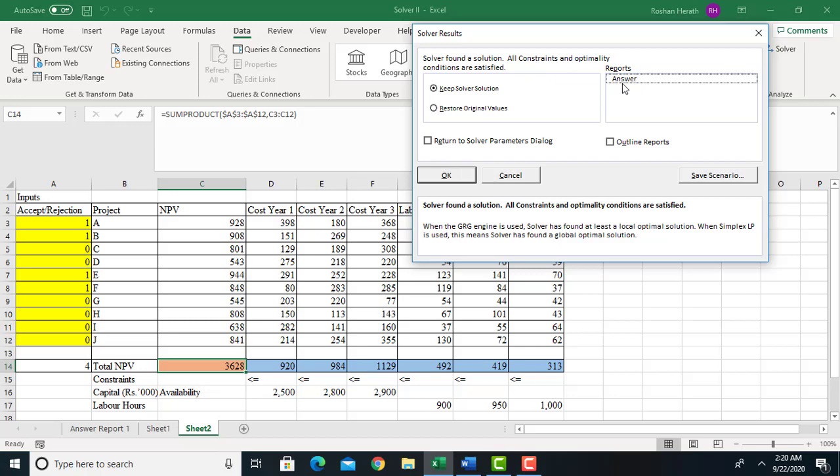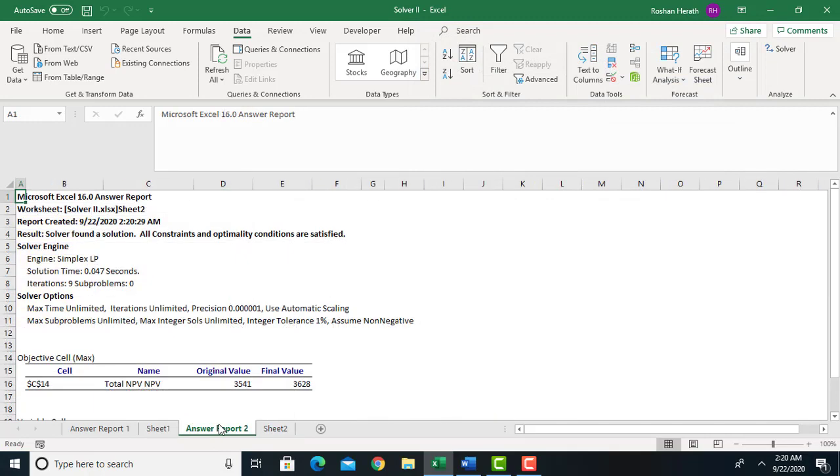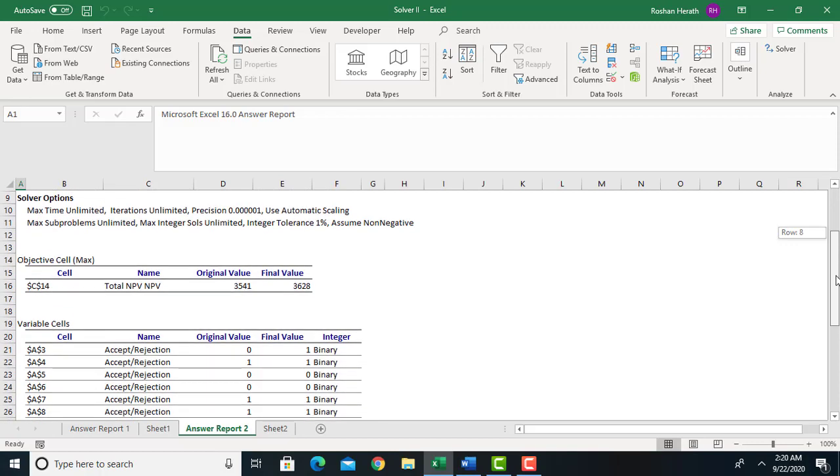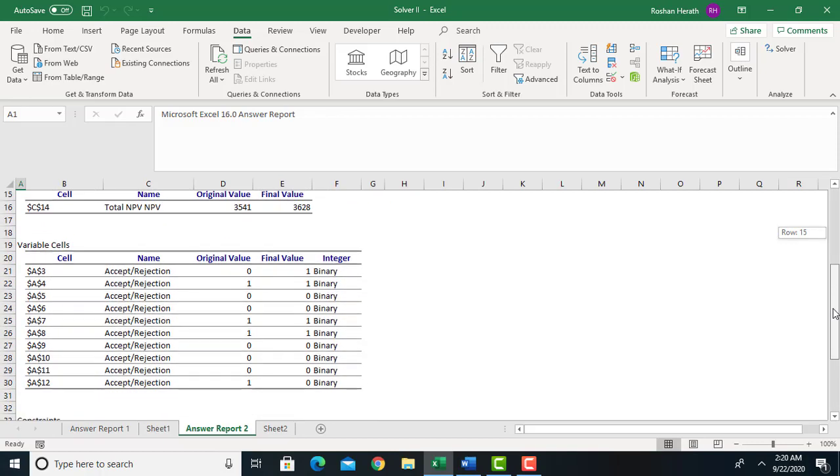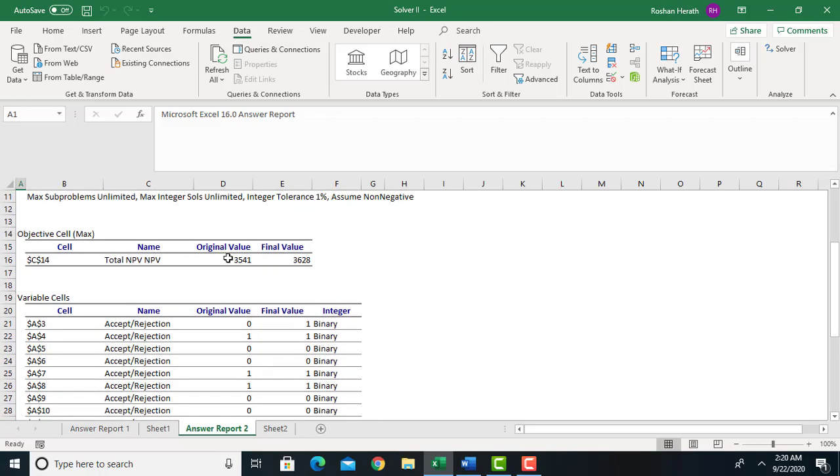You can ask the answer to be kept. It seems that something went wrong. No, it has worked fine. Earlier the NPV was 3541. Now after the change it's 3628.